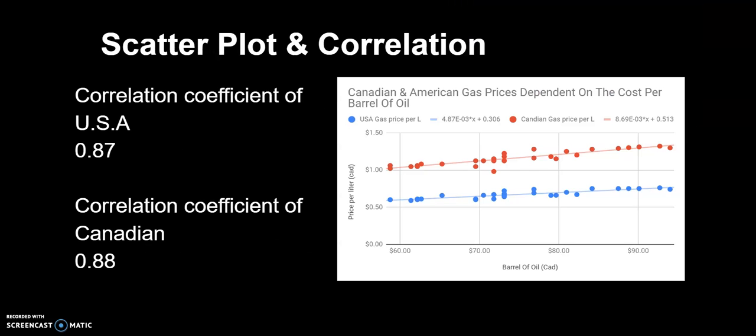When we made our scatter plot and calculated our correlation coefficient, we noticed one thing, that our points matched. So we found that there was actually a strong positive correlation for both of them, just as we predicted, meaning that there's a strong correlation between the prices of oil and the prices of gas.